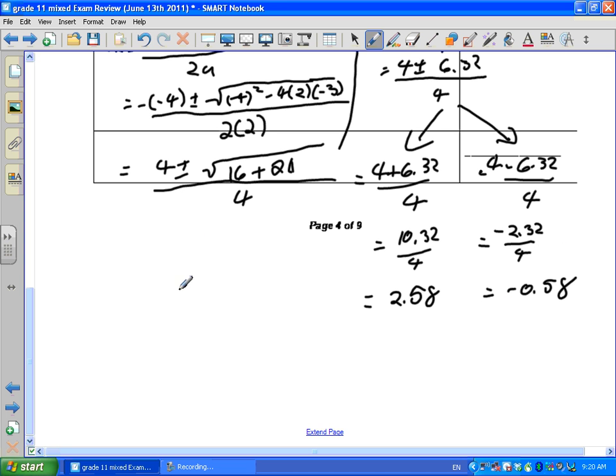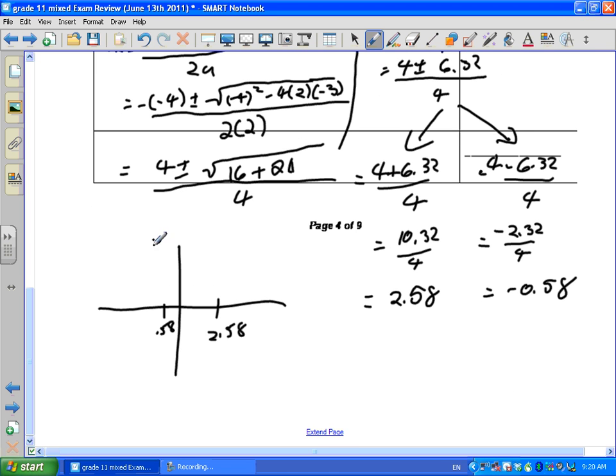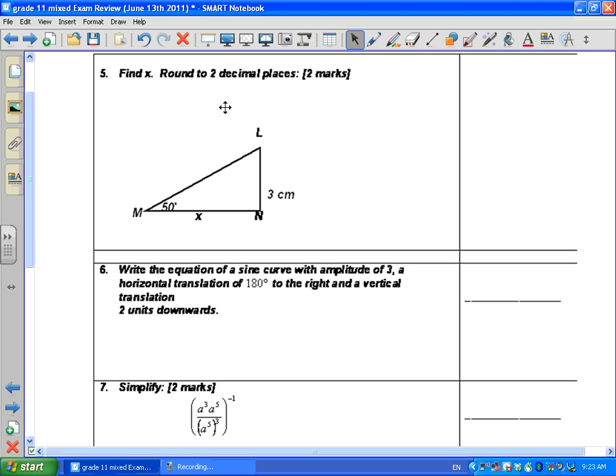Okay, so our 2 x-intercepts, if we were to put it on a graph, one is positive 2.58, the other one's negative 0.58. So we have a parabola. Is it positive? Yeah, it is. So we have some parabola that crosses the x-axis at those 2 points. Those would be our 2 x values. Okay, find that. And round to 2 decimal places.